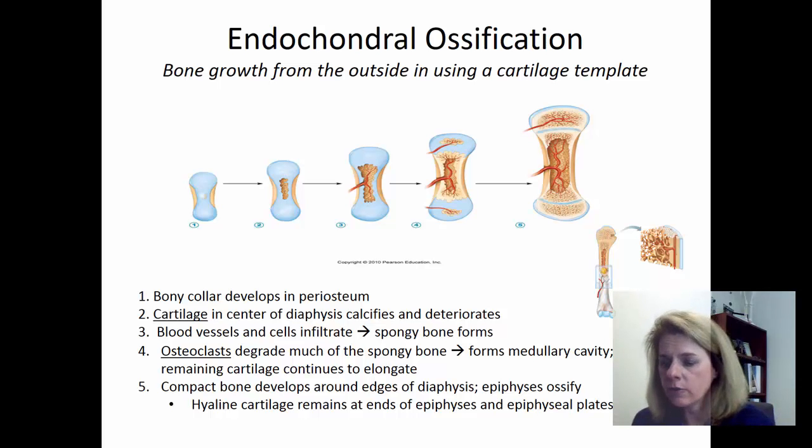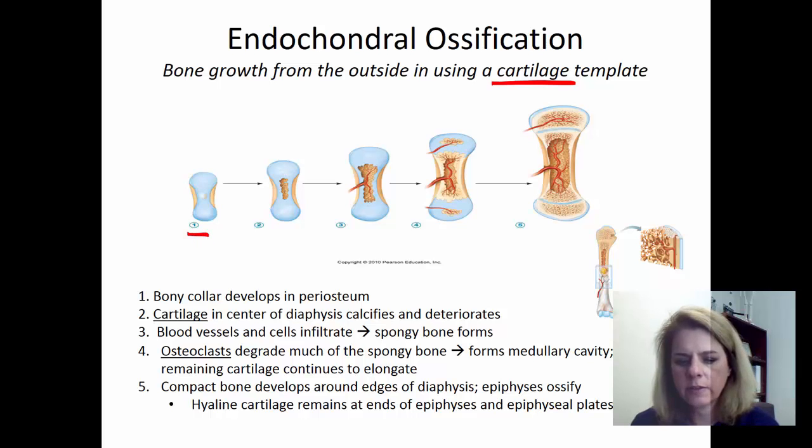Now endochondral, a little bit different. This time you're going to use a cartilage template. So it's hyaline cartilage. Remember, you have three types: hyaline, elastic, and fibrocartilage. The hyaline cartilage is what we use to form our bones first. It's the template. So you lay down your template. So this is looking like it's going to be a long bone, okay?